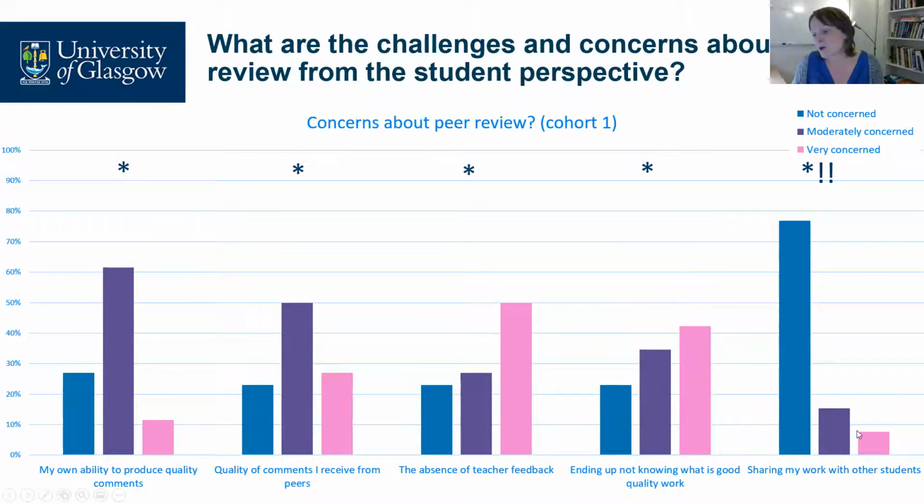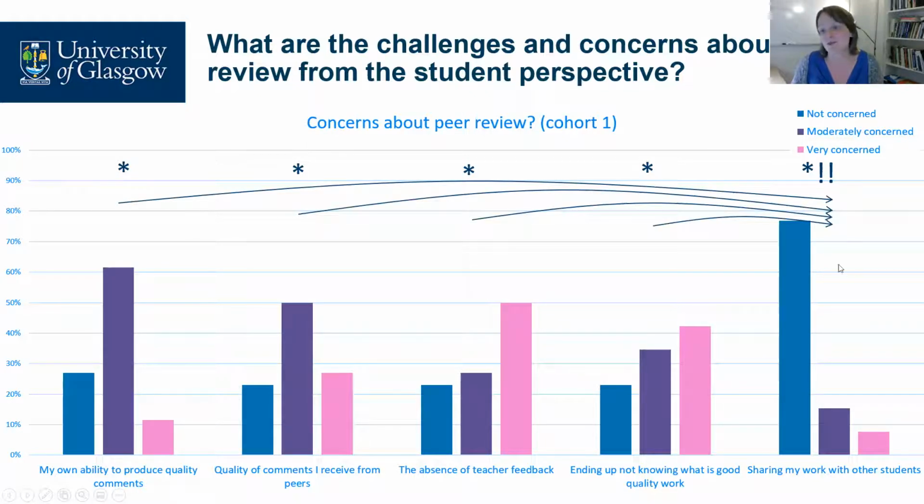Notably, they were not at all concerned about sharing their work with other students. So this was significant too, but significant completely in the opposite direction. While they were concerned about all of these things, they were significantly not concerned about this. And the comparisons just show that essentially this was significantly less of a concern than all of the rest. So I guess for anyone thinking about setting up a peer review task, if nothing else, you can be confident that students seem fairly happy to share their work with other people and not worry too much about that.